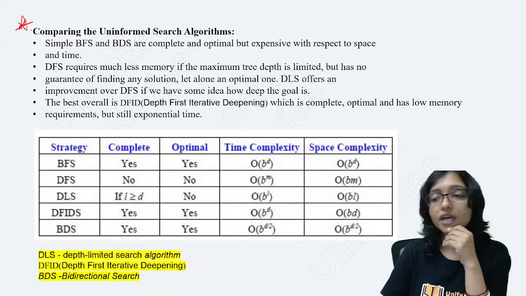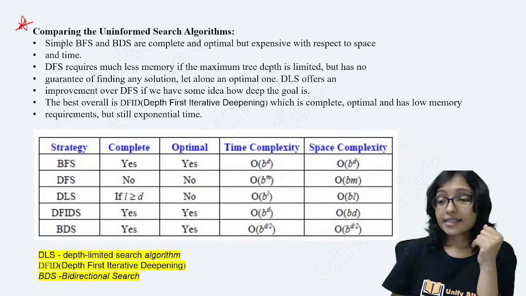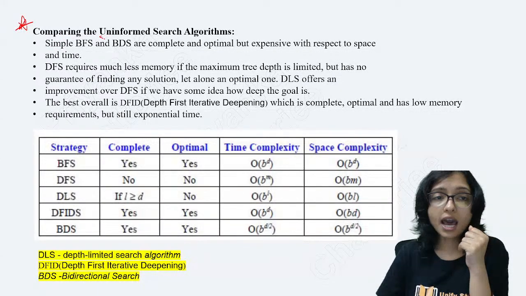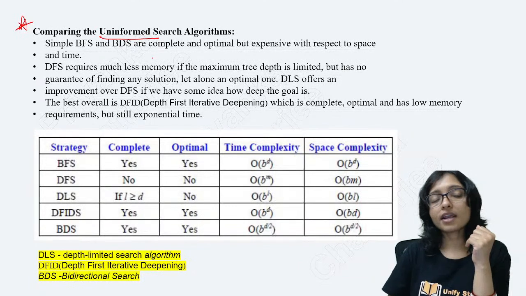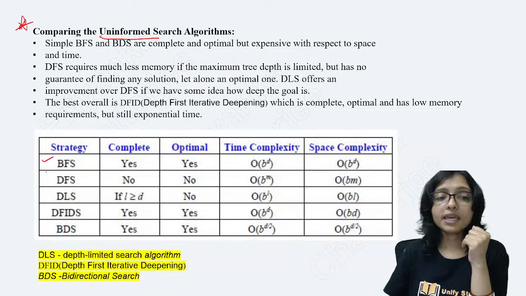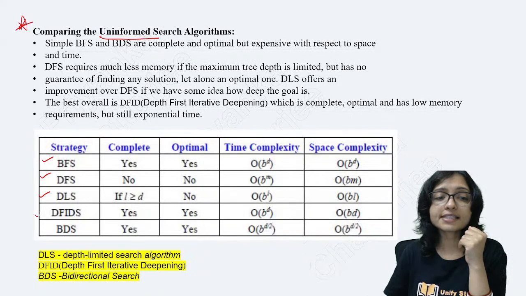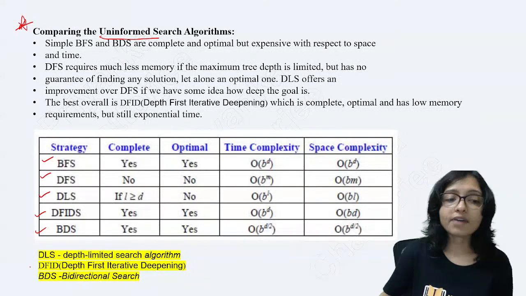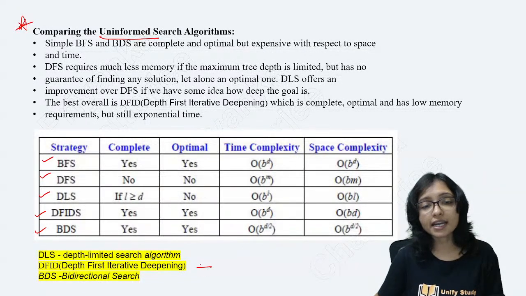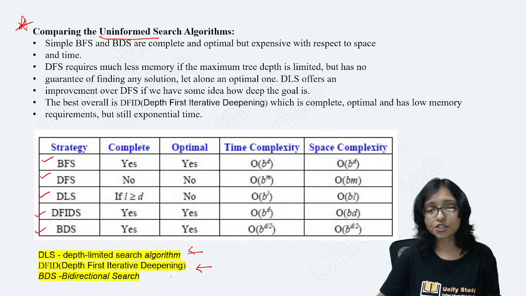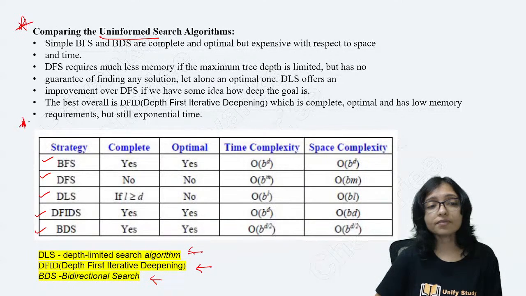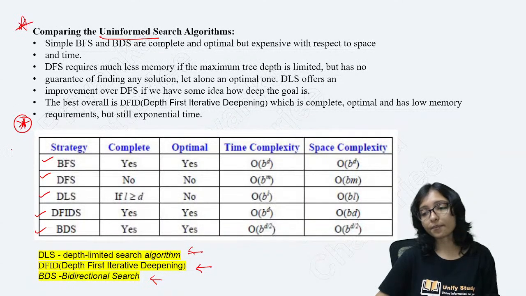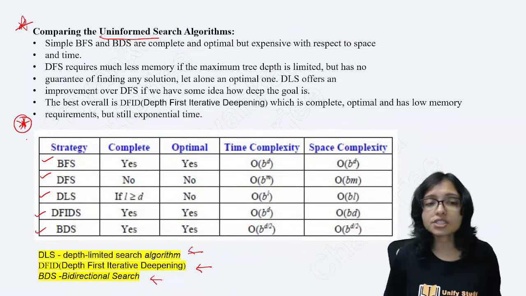Now it is your comparison. This is the comparison between the uninformed searches we have learned till now: BFS, DFS, DLS, DFIDS and BDS. DFIDS means depth first iterative deepening search, DLS means depth limited search, BDS means bidirectional search. This chart will be very helpful for your exam. Write down this chart.